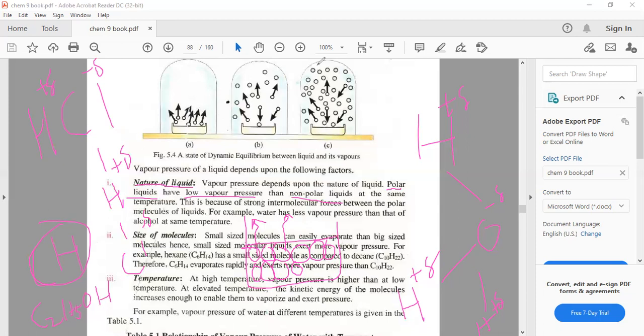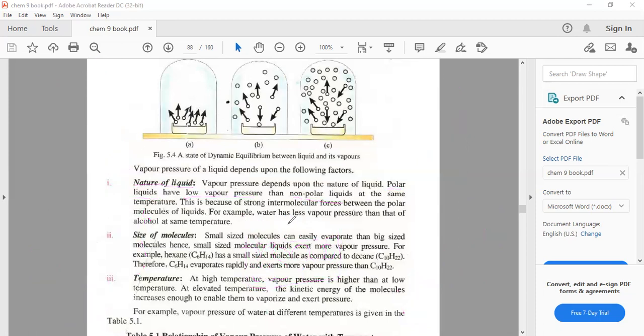So here you can take the example of water and alcohol. Water has intermolecular forces, that's why it has a lower vapor pressure than alcohol, and alcohol does not have such strong intermolecular forces, so that's why it has a higher vapor pressure than water. The next factor is the size of molecules.